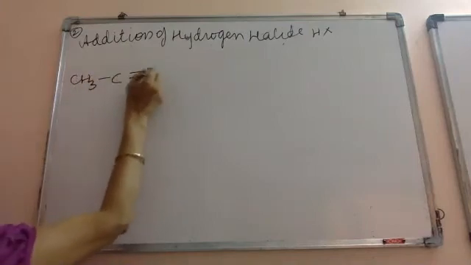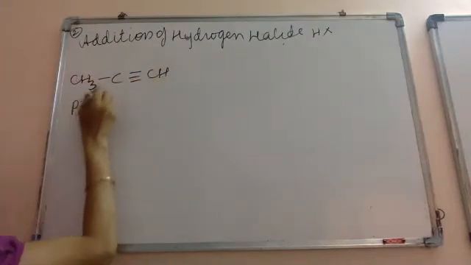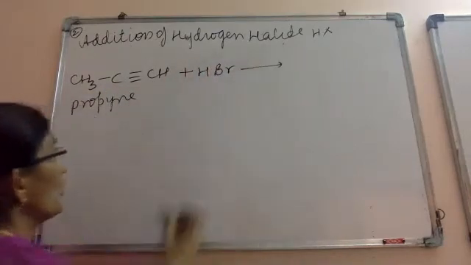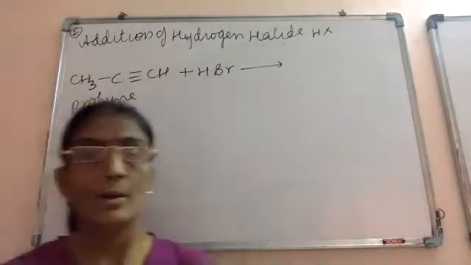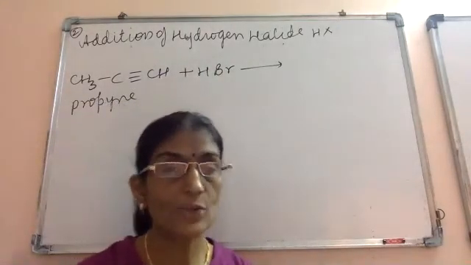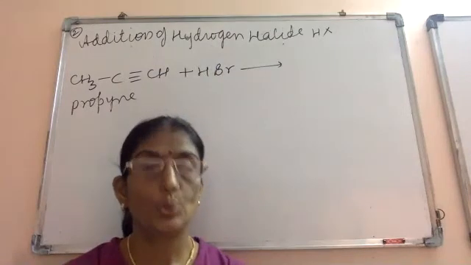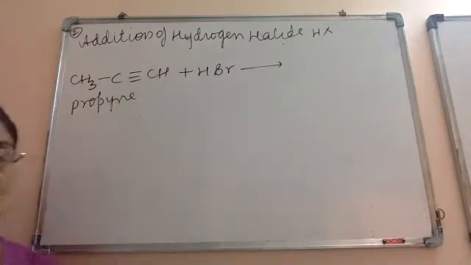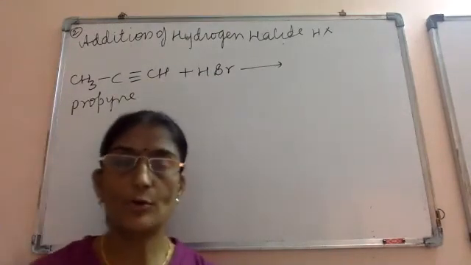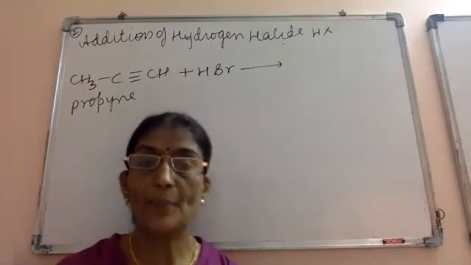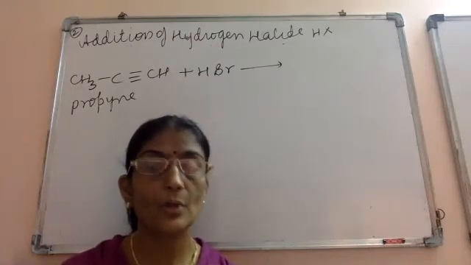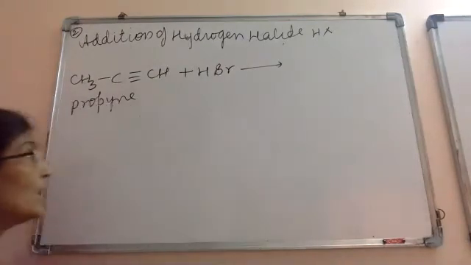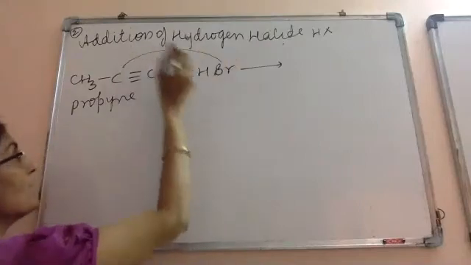CH3 C triple bond CH, propyne. HBr is added. Now we have to follow Markovnikov rule, because this time the alkyne is not symmetrical. One triple bonded carbon has one hydrogen, the other has zero hydrogen. So according to Markovnikov rule, the electronegative part of the reagent will add to the carbon having less number of hydrogen. So this Br will move to this carbon.